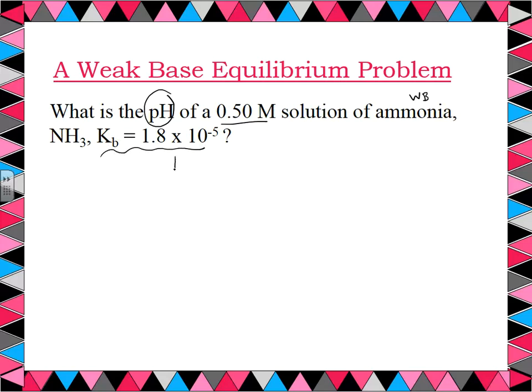First thing you want to do is write your dissociation reaction. So remember, NH3 reacts with water in equilibrium, and it's going to form the conjugate acid, which is NH4 plus, because bases accept hydrogen ions, and it's getting it from the water. And when you pull a hydrogen ion off of the water, you do leave behind the hydroxide ion. So now we want to ICE our problem.